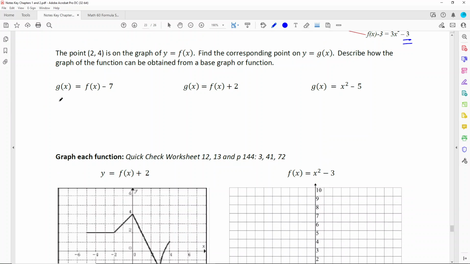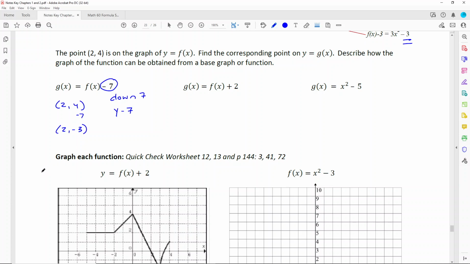Okay, so let's look at what it's going to do. Here we go. We have a point (2, 4) on my base graph. What is the corresponding point going to be, and how would the graph of the function be obtained from the base graph? Well, this is a transformation on y, as it should be. So I'm going to go down 7. In other words, I'm going to subtract 7 from my y value. So I'm going to take away 7, and I end up with the point (2, -3).